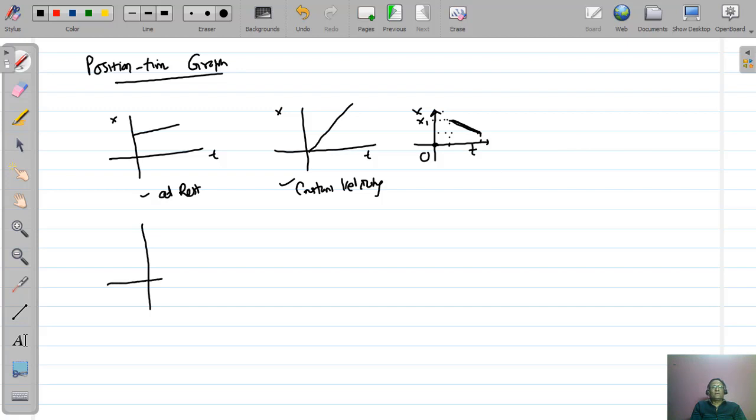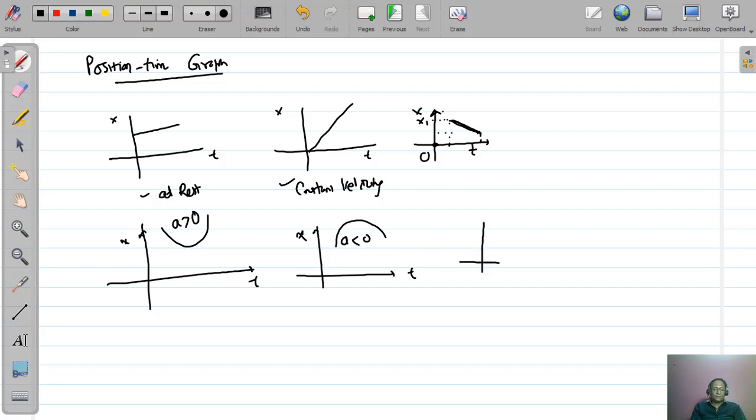If the graph is this way, t-x, and the graph is in this way, we say it is an accelerated motion and acceleration is greater than 0. That is positive acceleration. Positive acceleration means velocity is increasing, position is also increasing. And if the graph is downward opening in this way, in that case acceleration is negative. That means velocity is reducing.